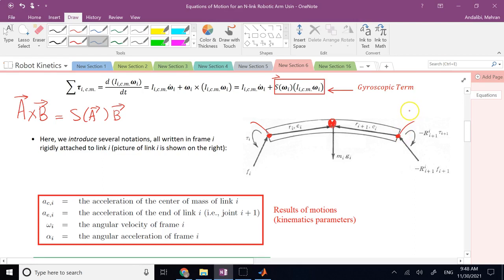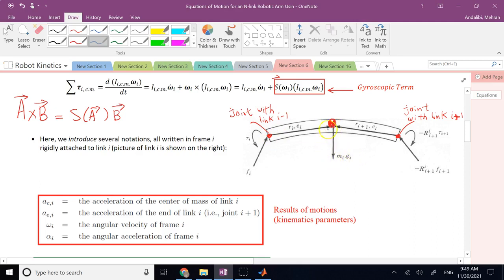I plus 1, correct? So this is the joint with link I plus 1, and this is the joint with link I minus 1. And here we use two vectors, Ri, Ci, and Ri plus 1 and Ci, and these are the vectors from each one of these joints to the centroid of the link.